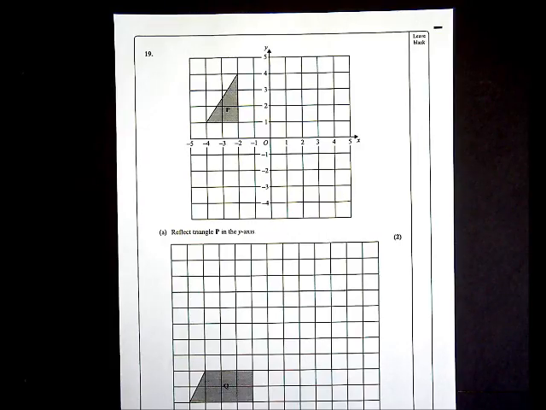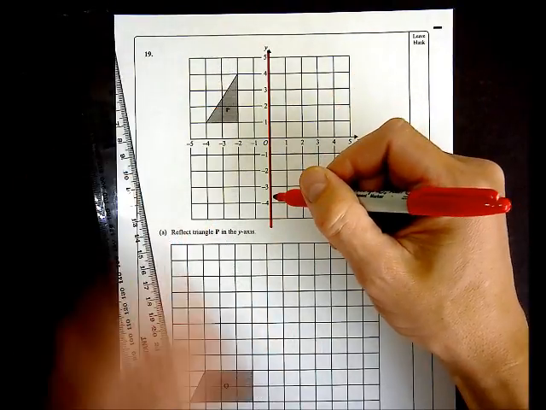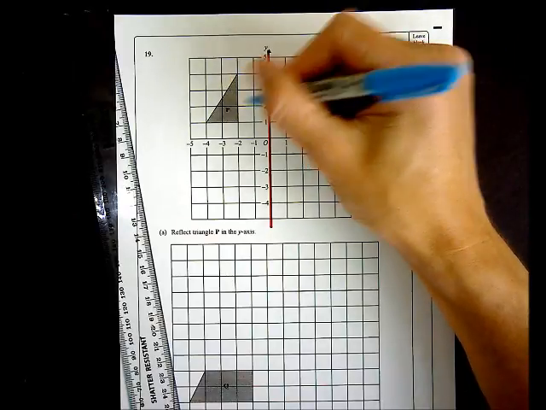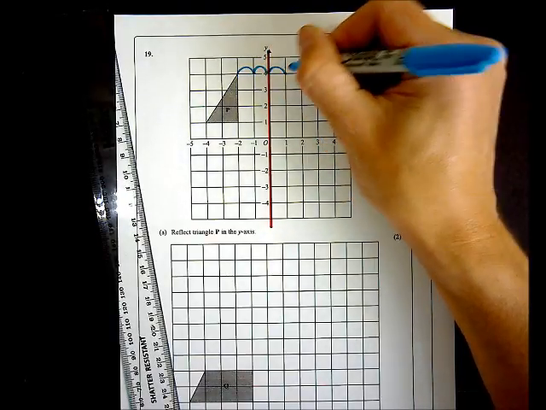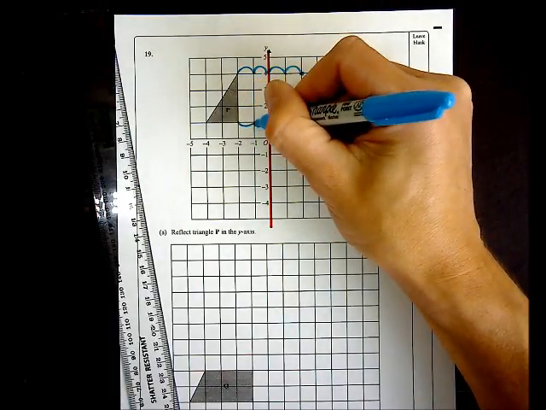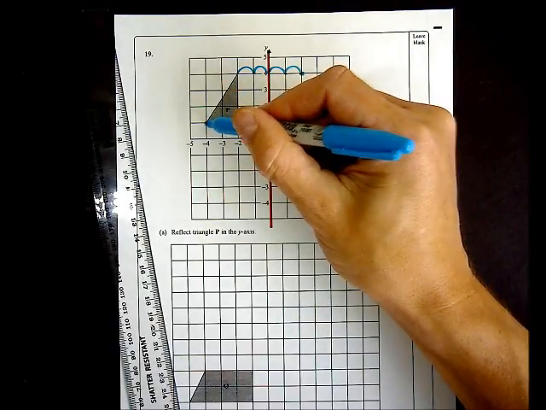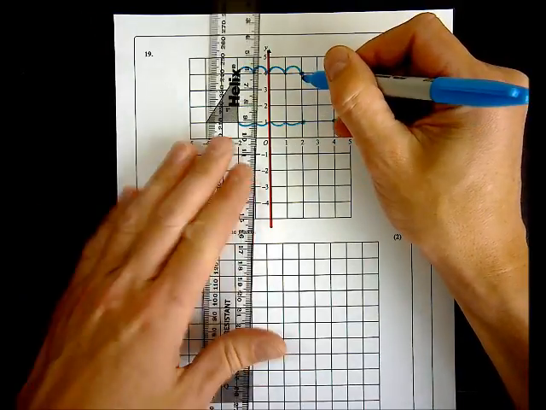On question 19, I'm asked to reflect triangle P in the y-axis. So I'm going to mark on the y-axis, which is this line here, and that's where I'm going to reflect my triangle. So if I reflect the triangle, I've got to stay the same distance away from the line. So that's 1 square, 2 squares. So this side is going to be 1, 2 away. So this point is now up here. And if I repeat the process for the other corners of the triangle, similarly 1, 2, so that would be 1, 2 across, I'm going to get where the triangle will now be.